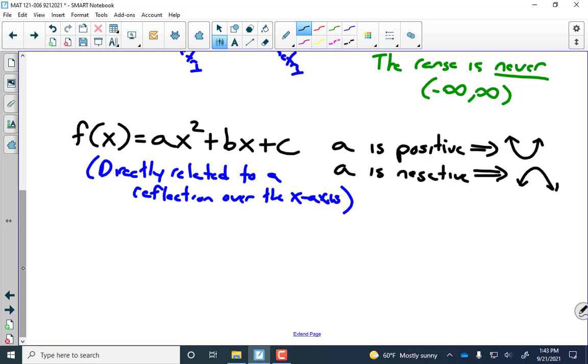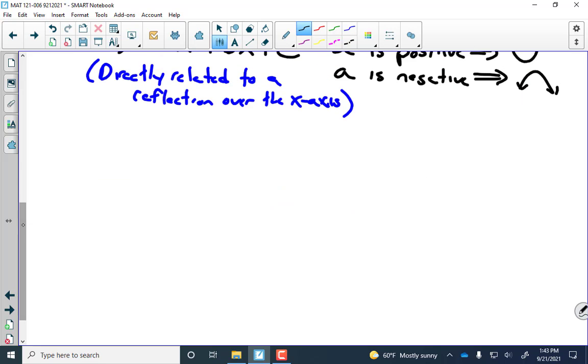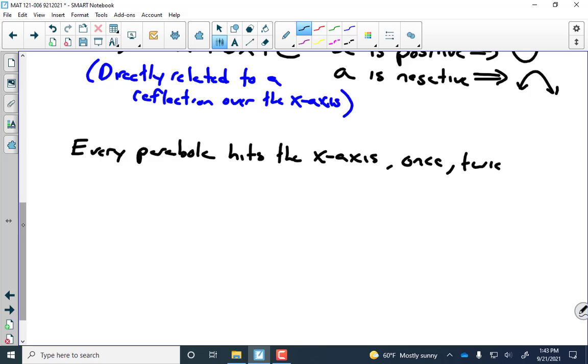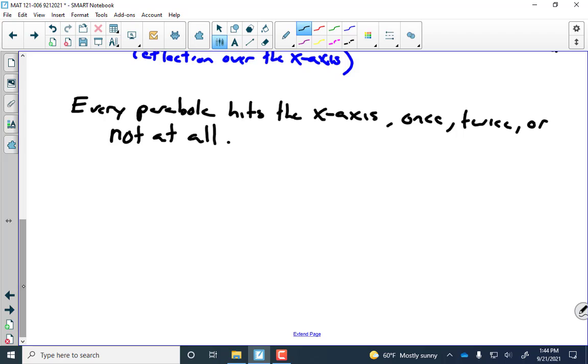What else do we know? Well, the graph's a parabola. Every parabola hits the x-axis once, twice, or not at all. Every time you draw a parabola, one of three things is going to happen. It's either going to touch the x-axis twice, it's going to touch it once, or it's not going to touch it at all. What do you mean, Steve? Well, here's what I mean.